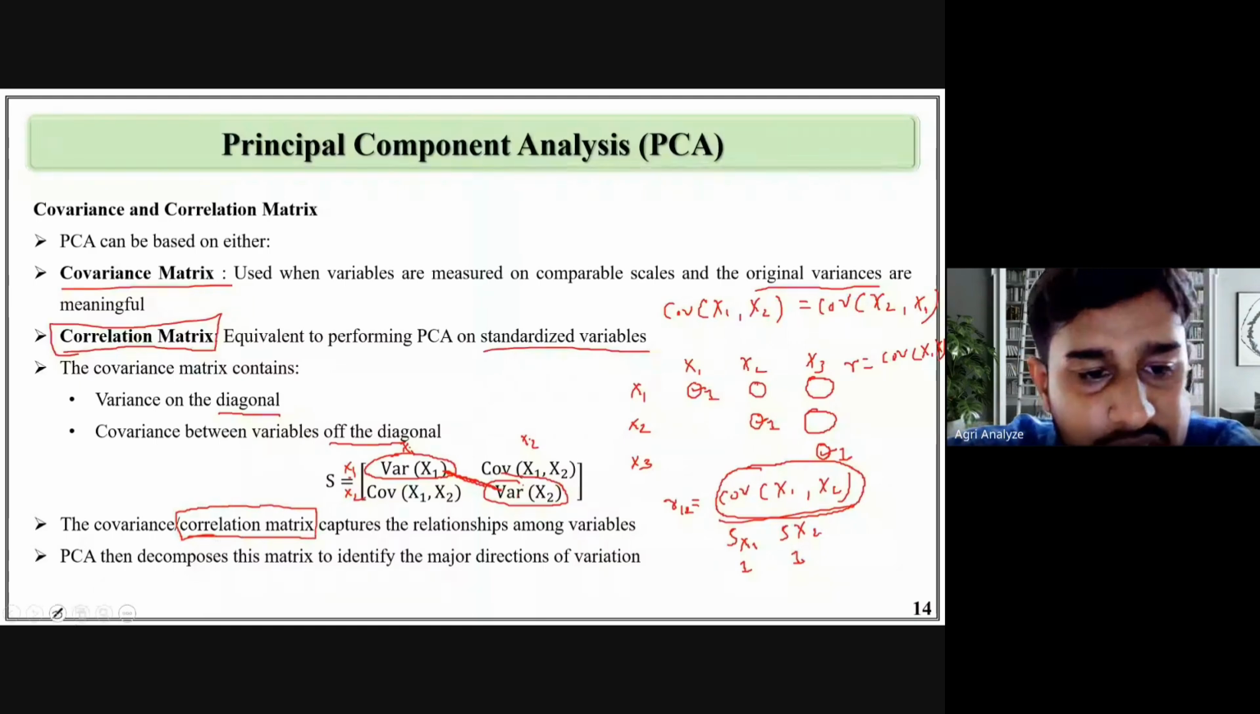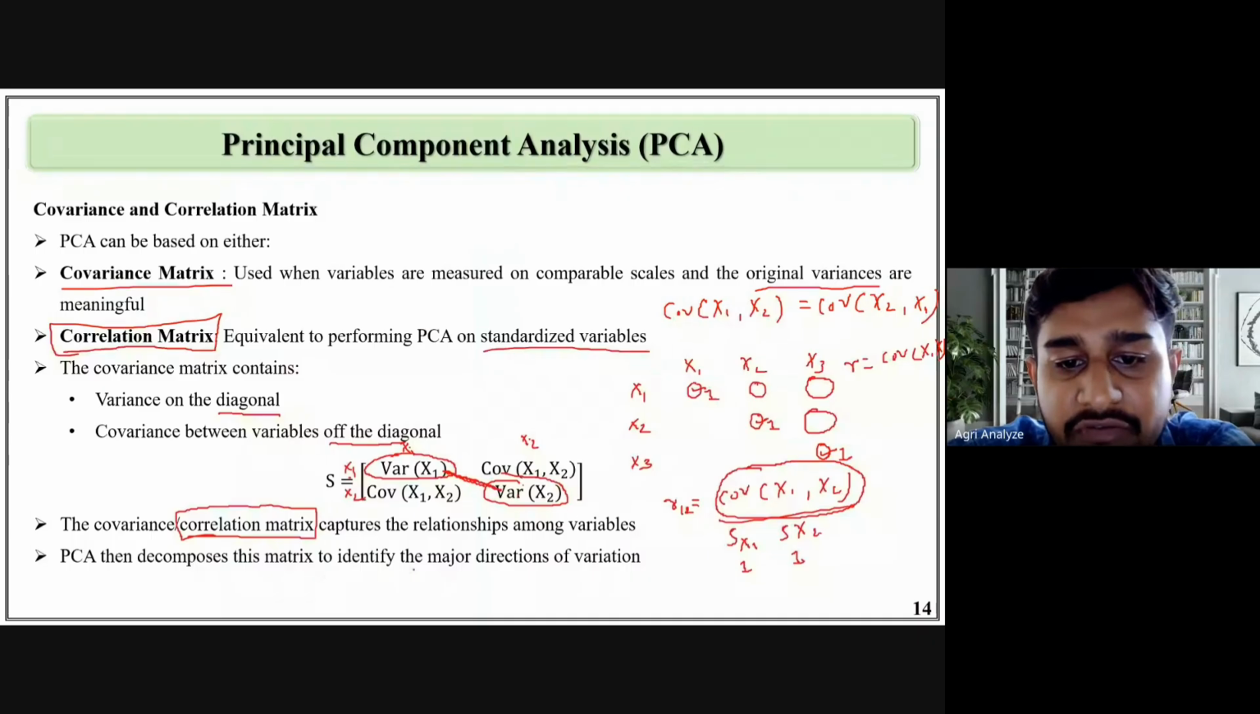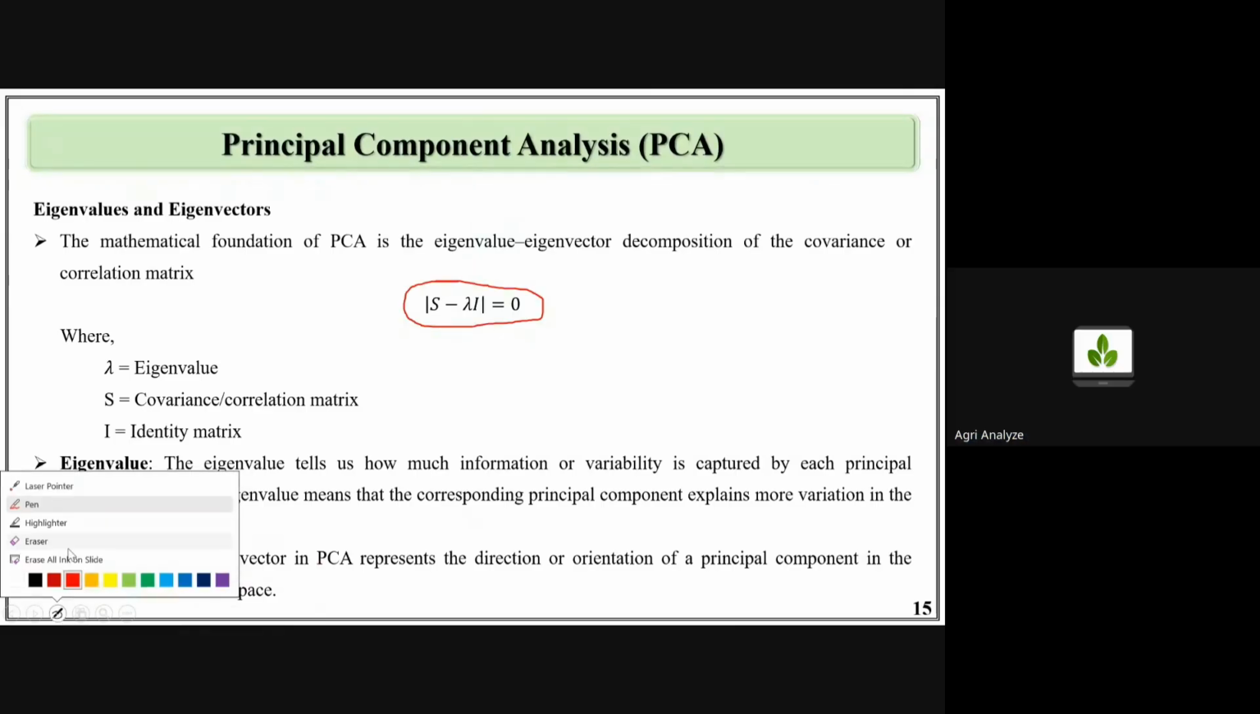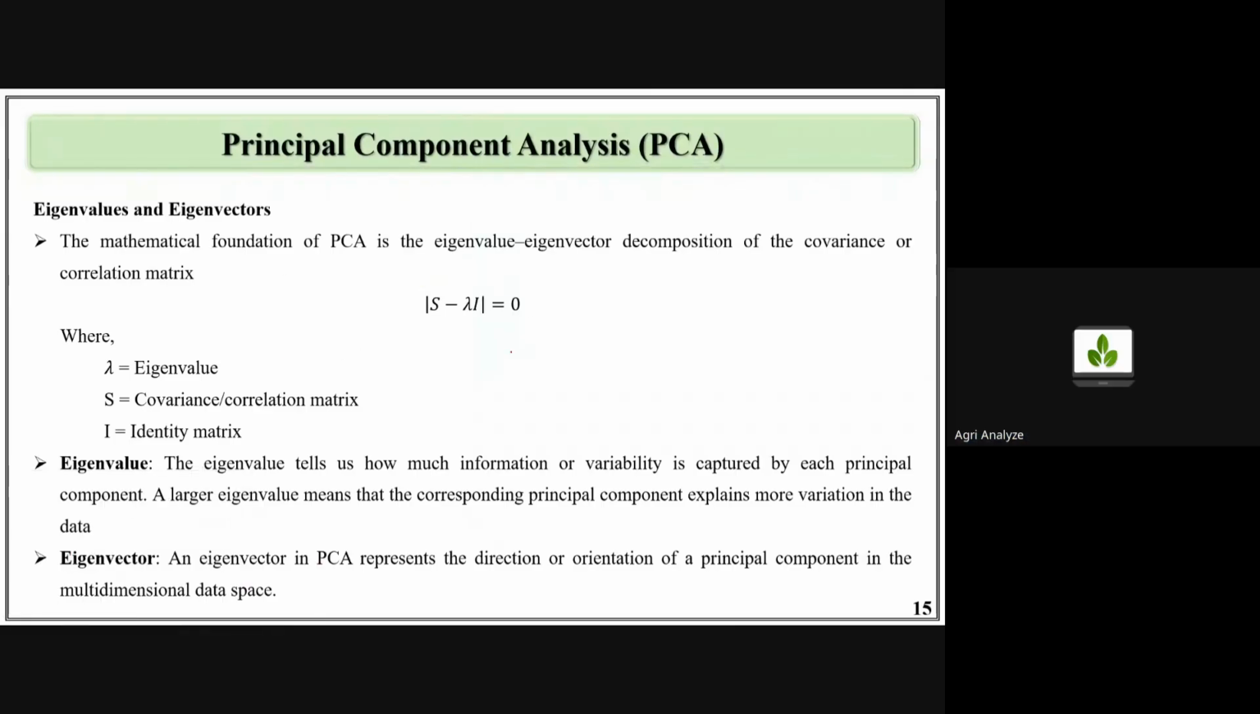So PCA can decompose this matrix to identify the main directions of variation based on the variance-covariance matrix. How do we see that? Now we move ahead. Here is the equation for Fisher's criterion. Here S denotes the variance-covariance matrix, also known as the correlation matrix if we standardize our data.